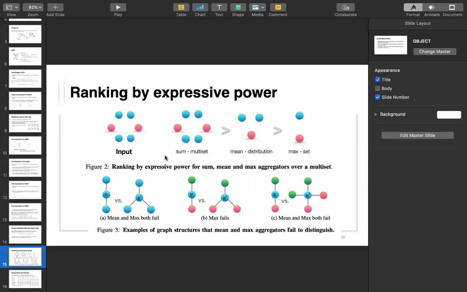Maybe you can raise an example to let students answer which example is a set, which example is a multi-set. Okay.